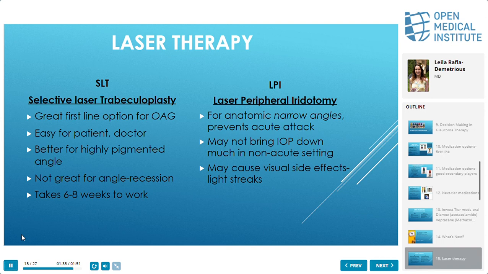And then there are side effects for the iridotomy. Depending on where you place the iridotomy, patients often complain of a streak of light. So depending on the patient's anatomy, I tend to still put them superiorly, like way under the eyelid, but sometimes they have to go really far superior so that the patient's eyelid is actually covering it a little bit.